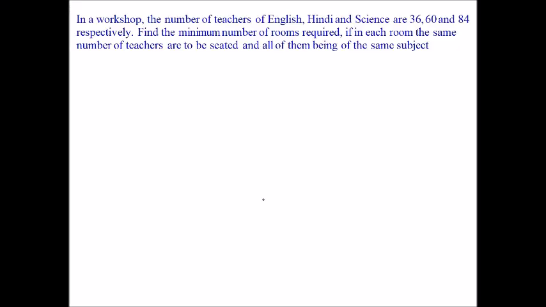The question is, in a workshop, the number of teachers of English, Hindi and Science are 36, 60, 84 respectively. Find the minimum number of rooms required if in each room the same number of teachers are to be seated and all of them being of the same subject.